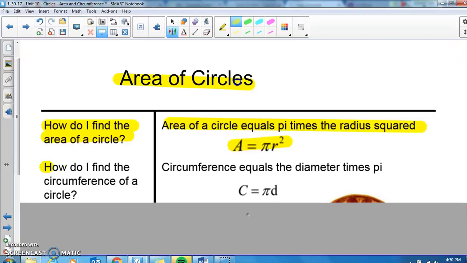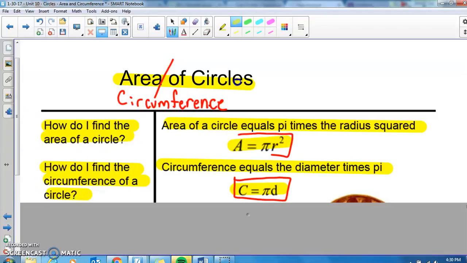All right, next thing. How do I find the circumference of a circle? We're going to take care of both of these at one time. And the formula for circumference is C equals pi times diameter. So I'm going to write right here, area slash circumference of circles. The circumference is pi times diameter, and the formula for area is pi times r squared. So you will need to make sure that you totally understand these two formulas, because I cannot guarantee you that they will be provided for you on the test.